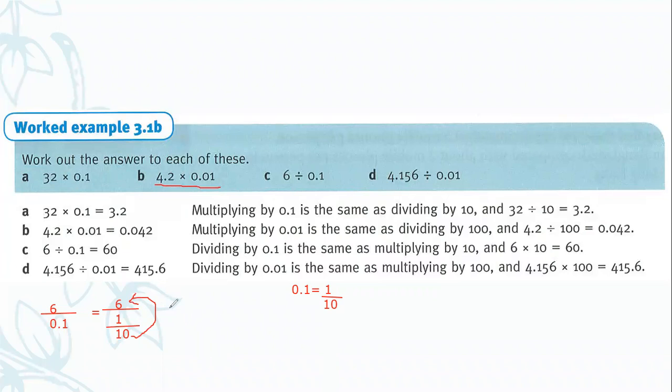So you can write the next step like this: here you write 6, then you write multiply, then you write 10, and divided by 1. So this 10 will go up, so 6 multiplied by 10 is equal to 60. And divided by 1, it's the same, no problem, you can write 1 or not, it doesn't matter. 60 divided by 1 equals 60.